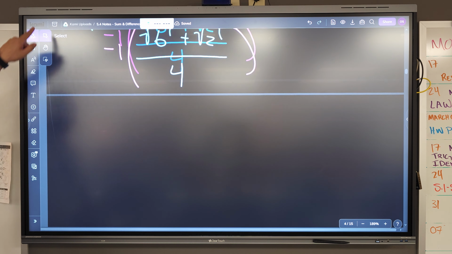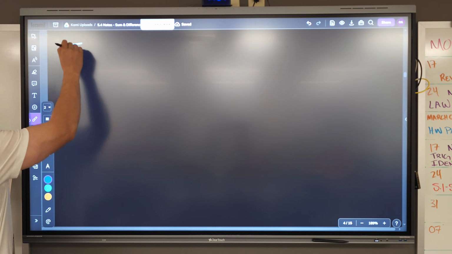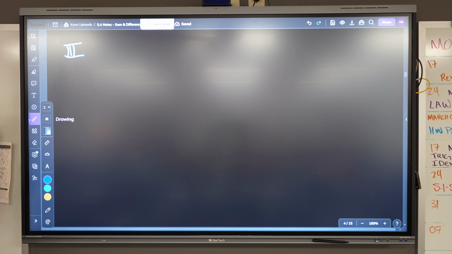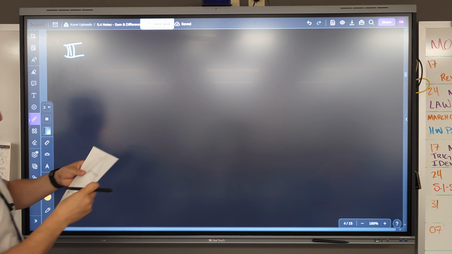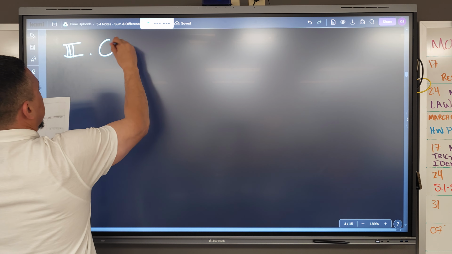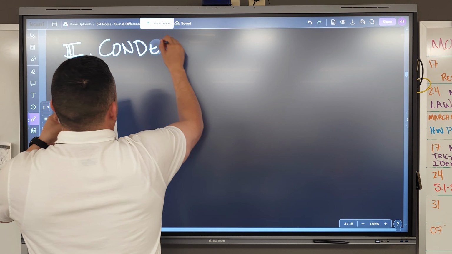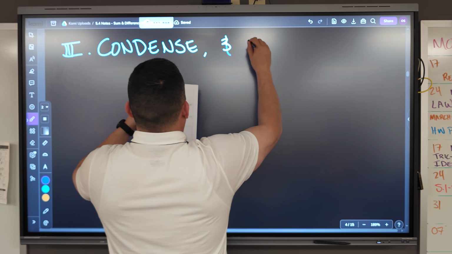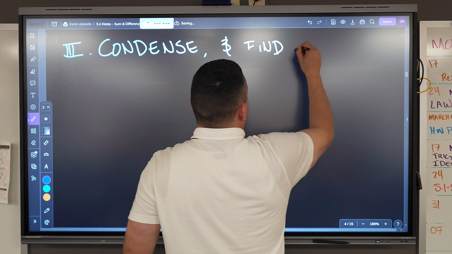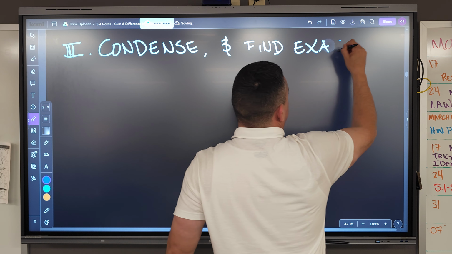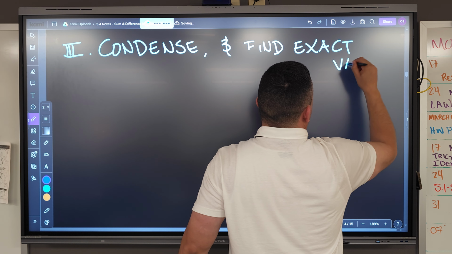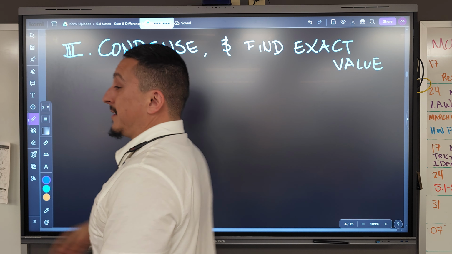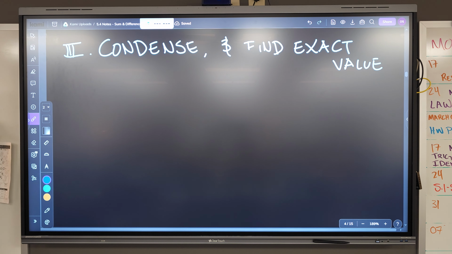So this is part 3. This one says condense and find exact value. So these are even easier than the last ones. You'll see. Just a second.